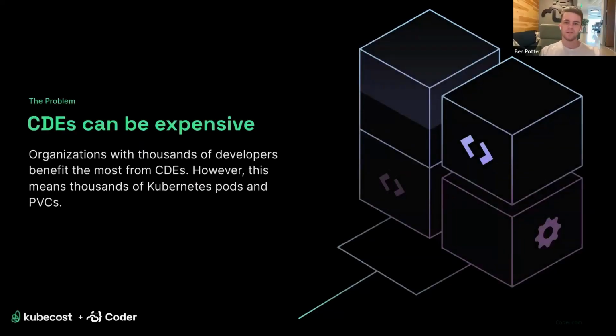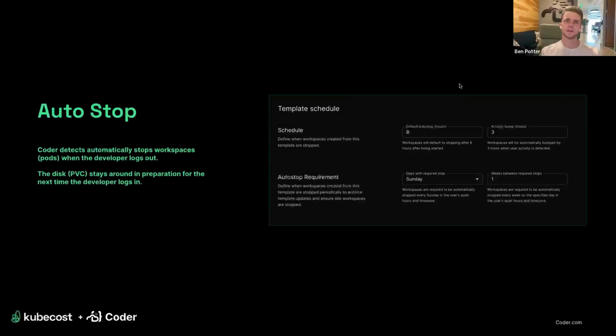The problem that we've run into with many of our customers is that running these cloud environments is pretty expensive. A CDE, or what we like to call a workspace in Coder, is essentially a Kubernetes pod and a disk. And CDEs are the most beneficial for organizations with thousands of developers and hundreds of use cases. So this is spinning up thousands of Kubernetes pods and PVCs. We added several features inside of the Coder product to help control and measure and ensure that these things aren't costing a lot. So one of them we added was autostop.